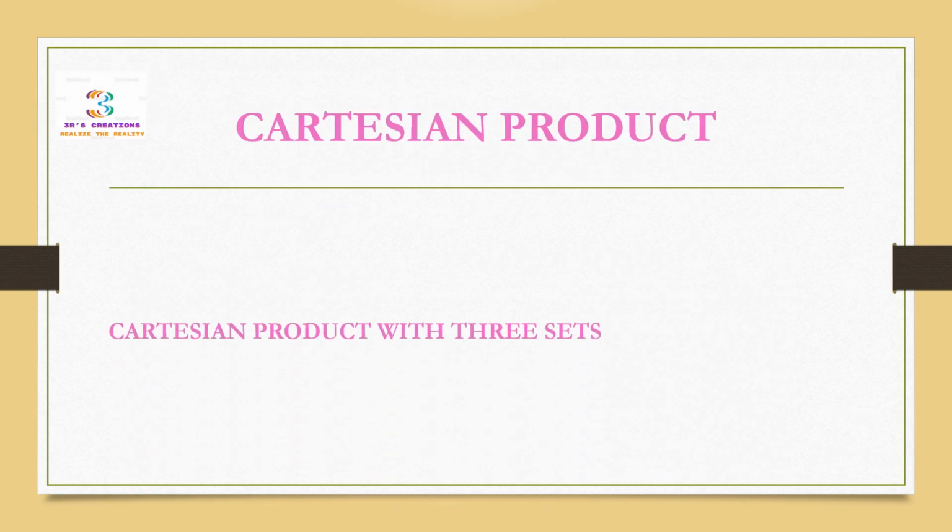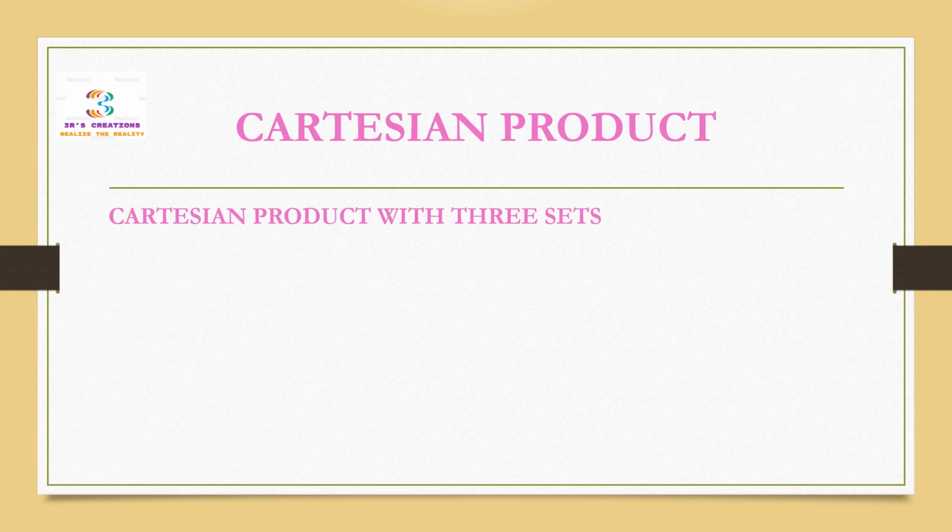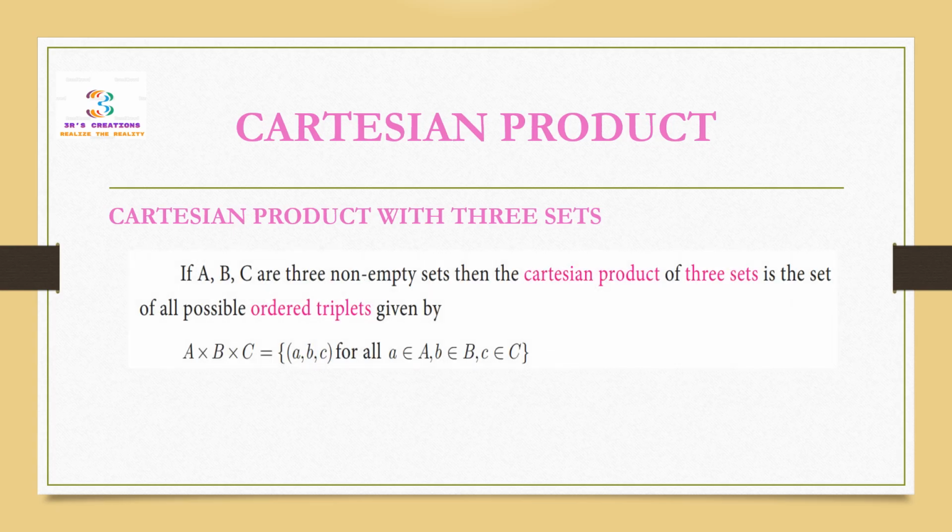Cartesian product with 3 sets. Cartesian product with 3 different sets. That is, if A, B, C are 3 non-empty sets, then the Cartesian product of 3 sets is the set of all possible ordered triplets given by A cross B cross C, that is equal to {(a, b, c) for all a belongs to A, b belongs to B and c belongs to C}. So in a Cartesian product, whether it is 2 sets or 3 sets, the sets must be non-empty. In the case of an empty set, the Cartesian product will become an empty set.